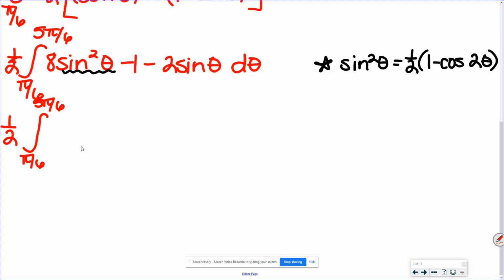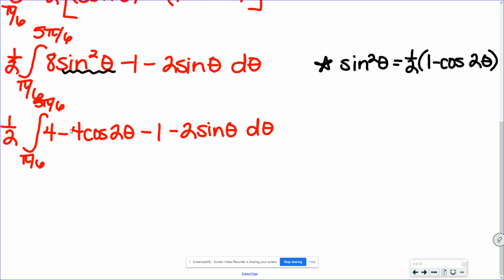So let's see here. I would have 8 times all this, which would just be like 4. So 4 minus 4 cos of 2 theta. I think if I distribute and do all that stuff, minus 1 minus 2 sine theta. And maybe let's combine the 4 and the minus 1 right now before we integrate. So that would make it a positive 3.